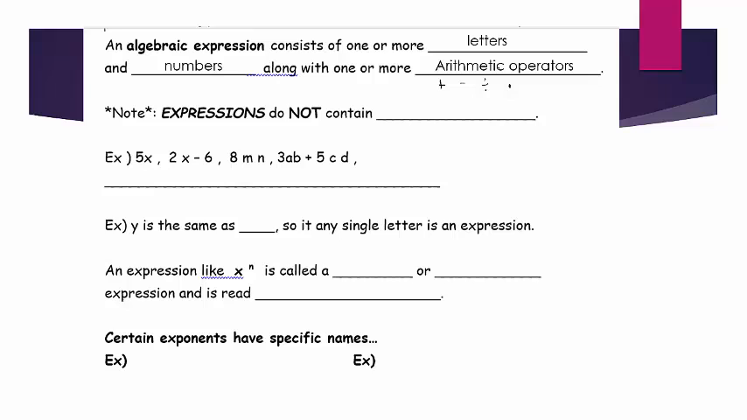The only thing you can't have in an expression is an equal sign, because once you put an equal sign in an expression, it actually becomes an equation. So expressions don't have equal signs. Equations do. So there's a difference between the two, and it's going to be important to keep them separated.